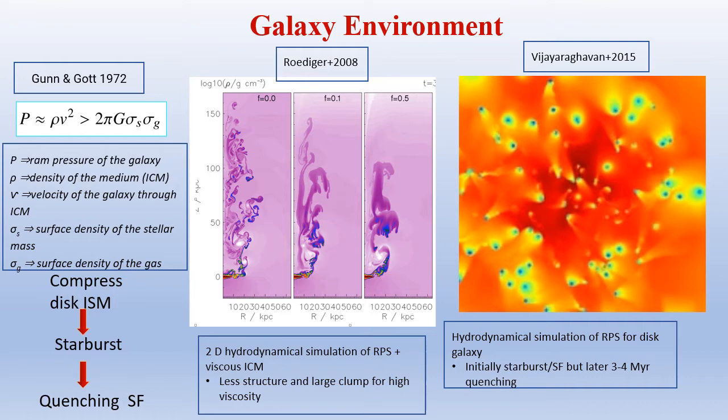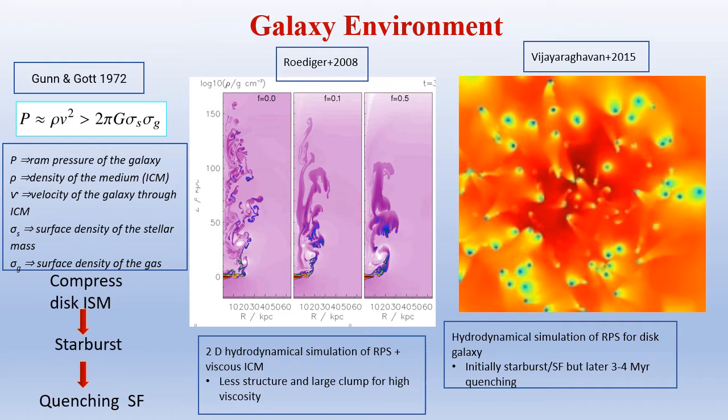The stripping occurs when the pressure exerted by the ICM overcomes the gravitational pull of the galaxy on its own gas or dust. At that point, the dust or gas is blown away from the galaxy, making a long tail, which is now referred to as jellyfish galaxies in the literature. Here to the left is the equation of ram pressure, where P and rho are the pressure and the density of the ICM, v is the velocity of the galaxy, and sigmas are the surface densities of the star and the gas itself.